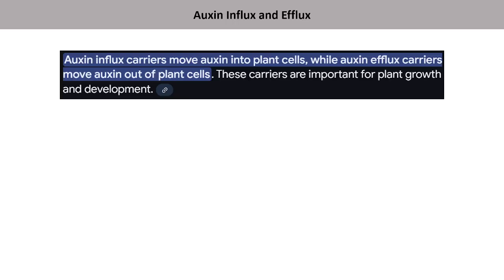Because auxin is a part of the plant, anything moving inside or outside will be with respect to the plant cell. So now with this concept, auxin influx will mean that the carriers are moving the auxin inside the plant cell, and auxin efflux will mean that the carriers are moving auxin outside of the plant cells. Okay, so basically these carriers will be important for the growth and development of the plant, and that's the meaning of auxin influx and efflux.